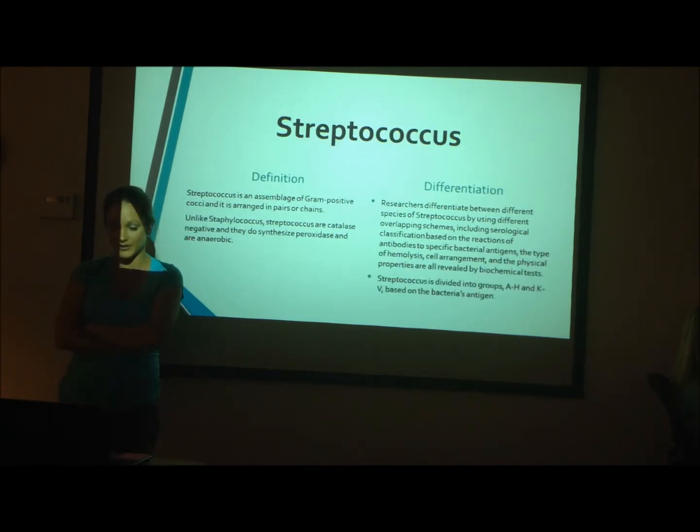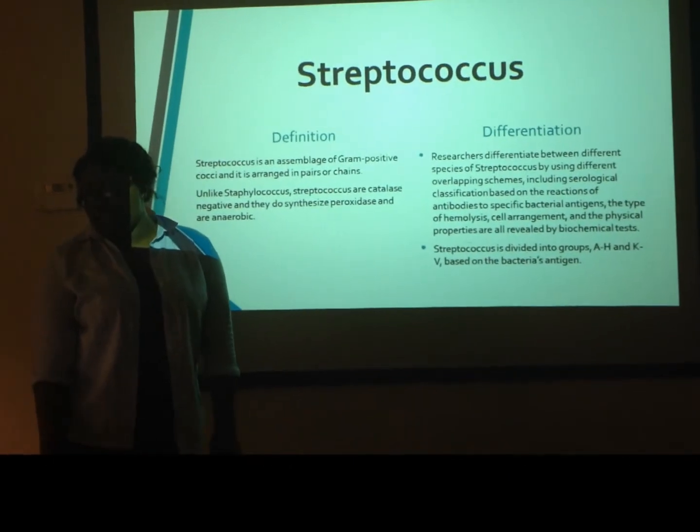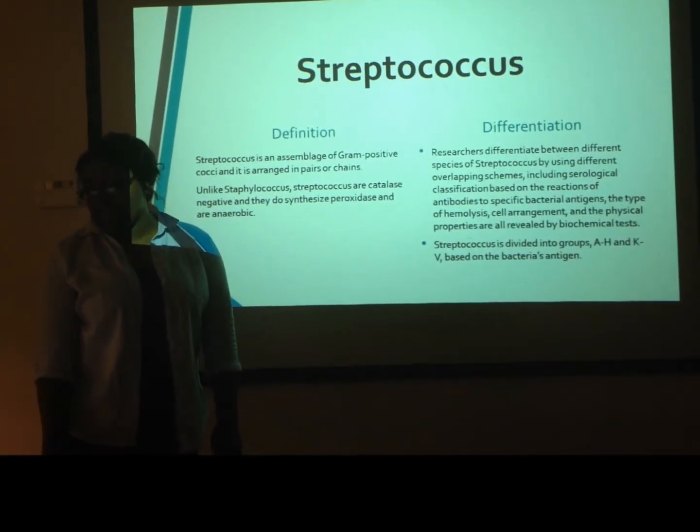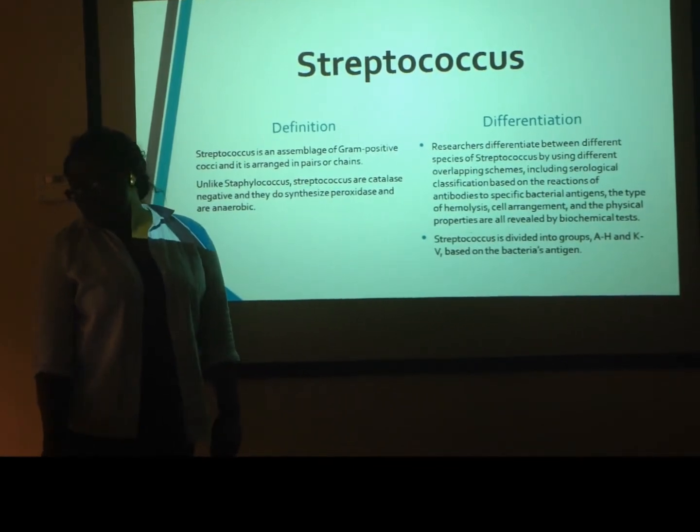Now we're going to have Angela come talk about Streptococcus. Streptococcus is an assemblage of gram-positive cocci arranged in chains. Unlike Staphylococcus, Streptococcus is catalase negative and it is anaerobic.